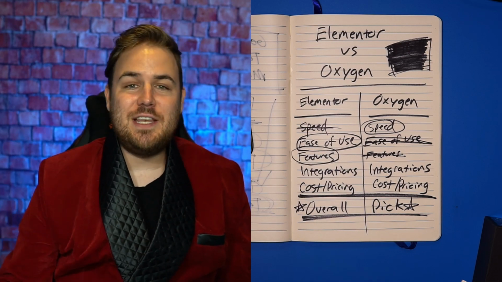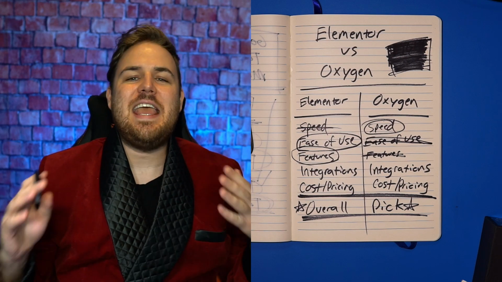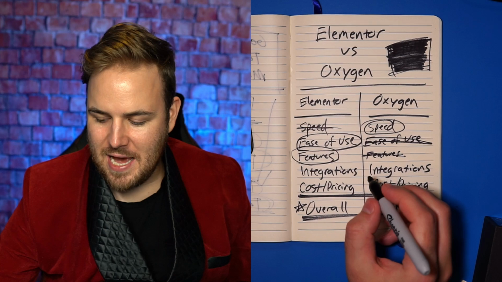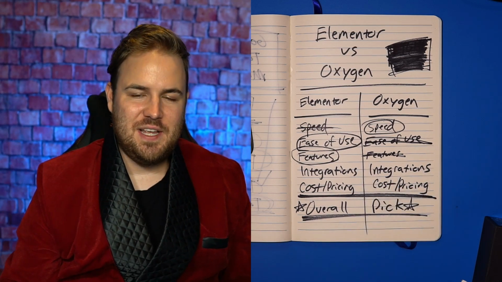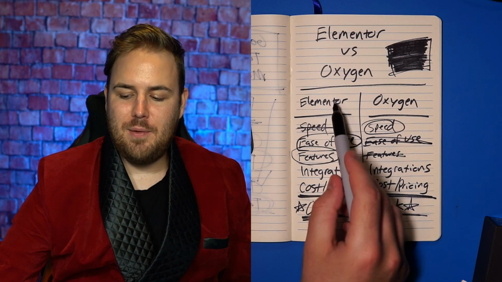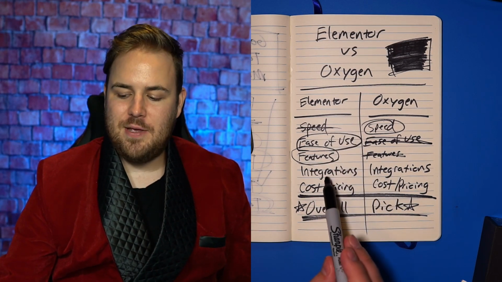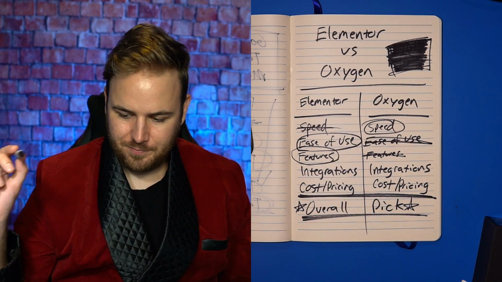Now, getting into integrations. This is a tough one. When I say integrations, what I mean is some sort of API that will help you easily connect to another service. For example, if I've got an Elementor page and I want to integrate Stripe to take payments, how easy is it to integrate Elementor with Stripe to my current page?